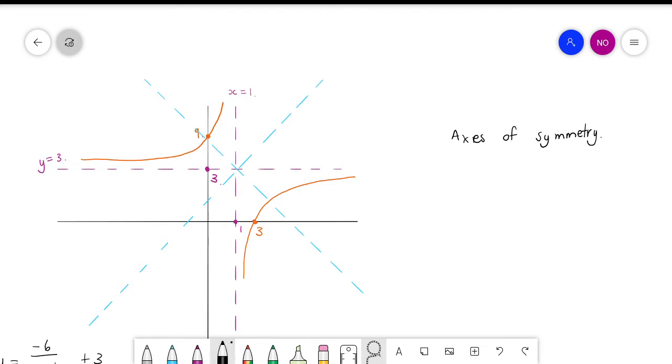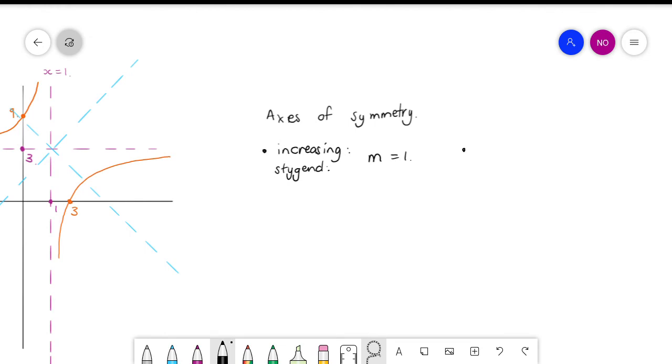For the ascending one, the increasing one, die stygende een, M will be equal to 1. The gradient of the line will be 1. You don't have to go and figure that out. That is a fact. It will always be 1, equal to 1. And the other one gaan altyd 'n gradiënt hê van negatief 1. Weereens altyd 'n feit. That is what it is going to be.